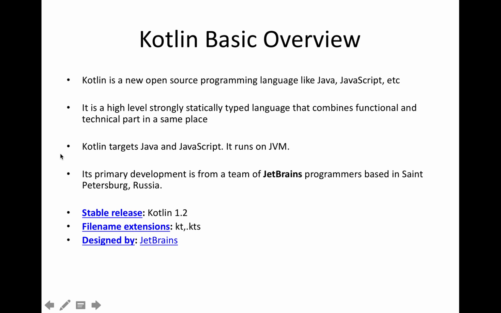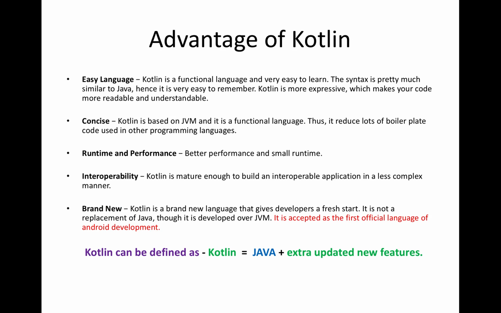Kotlin targets Java and JavaScript. It runs on the JVM, Java Virtual Machine. Kotlin is developed by JetBrains programmers. The current stable version is 1.2. The file extension is .kt and .kts. It is designed by JetBrains.